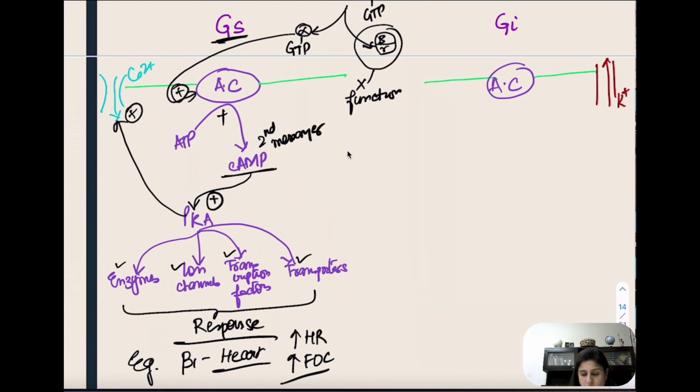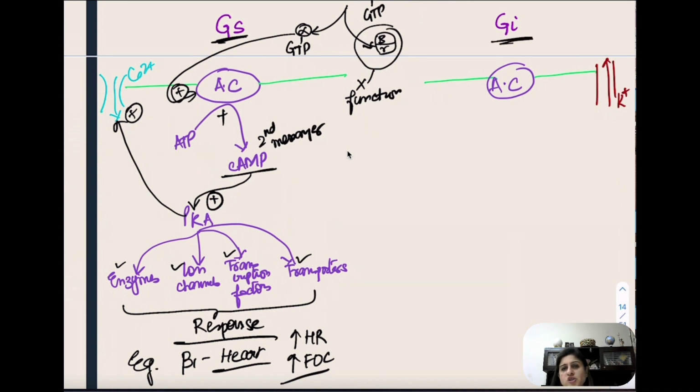So what we see is when you give a beta 1 agonist, तो heart rate बढ़ता है, force of contraction बढ़ता है. अब वो कैसे बढ़ रहा है? By these few steps which are actually going on inside. So important here, cyclic AMP, which is the second messenger, and ultimately the response is produced, increased heart rate, force of contraction. Now coming to the other side, which is the GI.